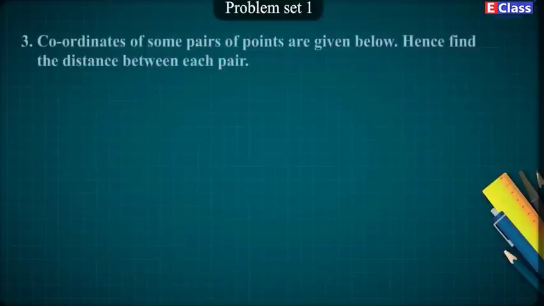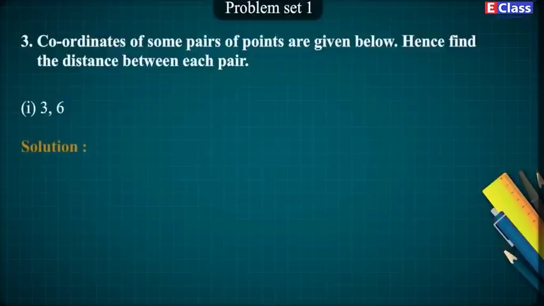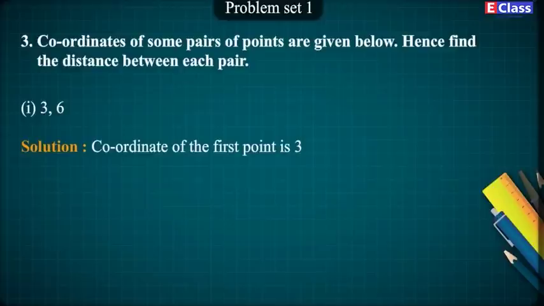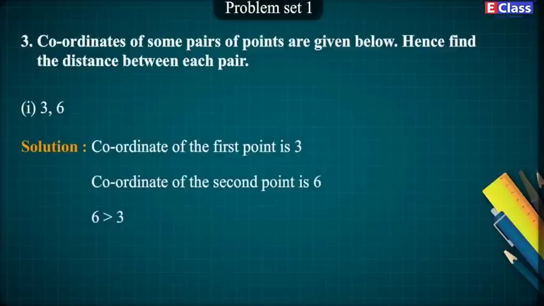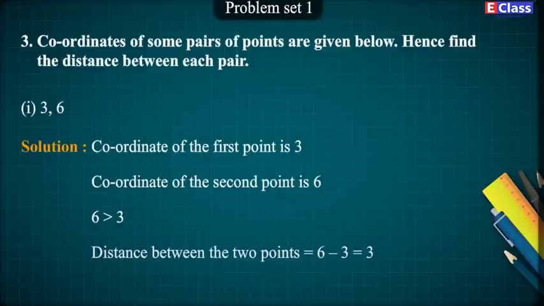3. Coordinates of some pairs of points are given below. Hence, find the distance between each pair. 1. 3, 6. Solution. Coordinate of the first point is 3. Coordinate of the second point is 6. 6 is greater than 3. Distance between the 2 points is equal to 6 minus 3, which is equal to 3.